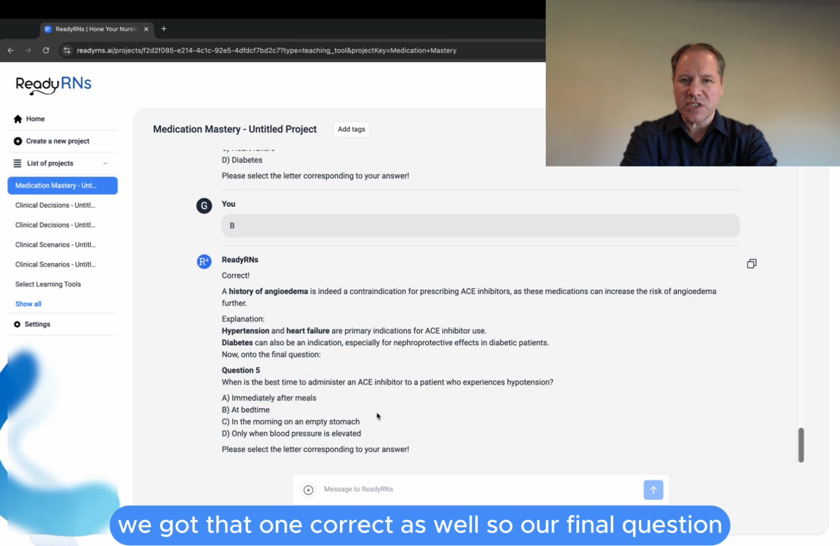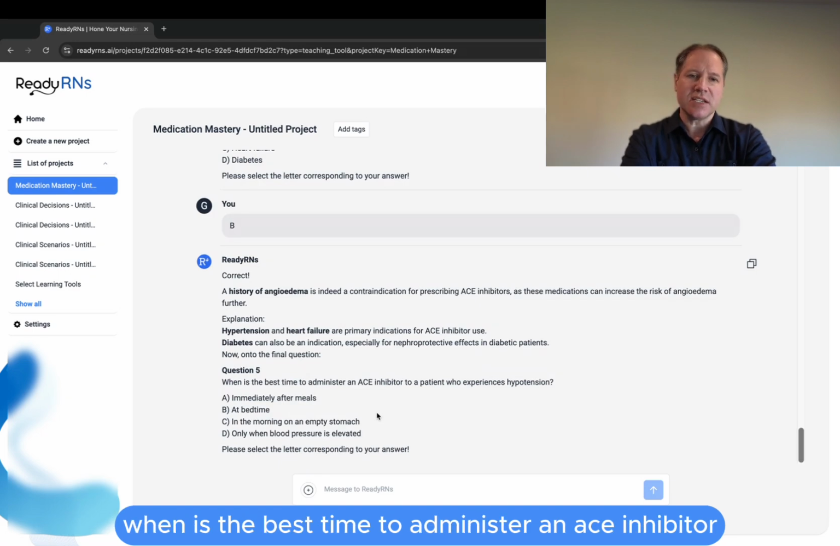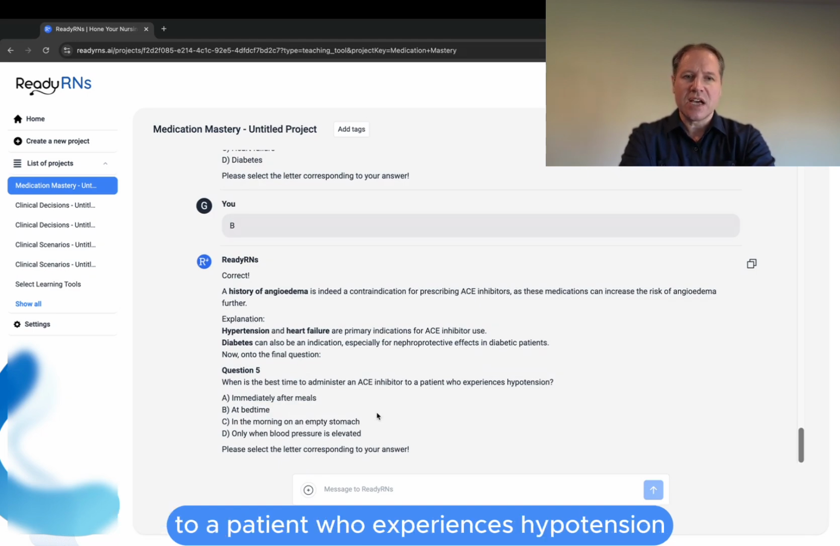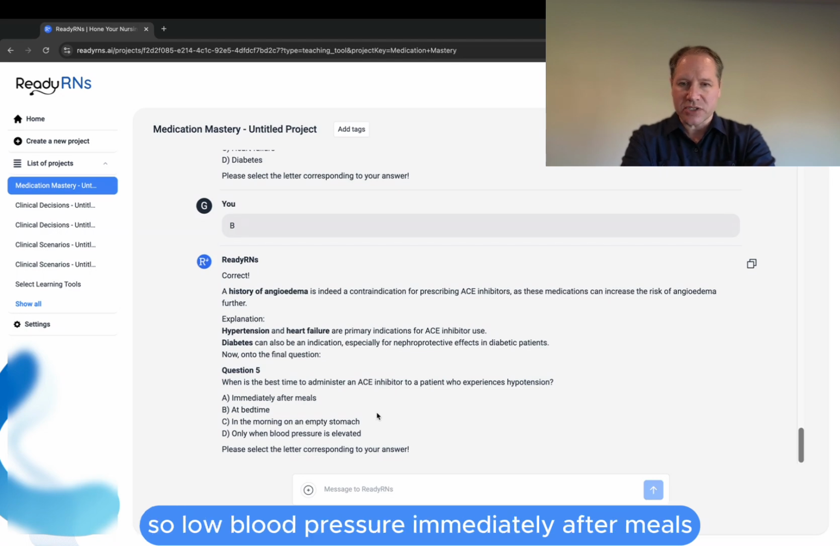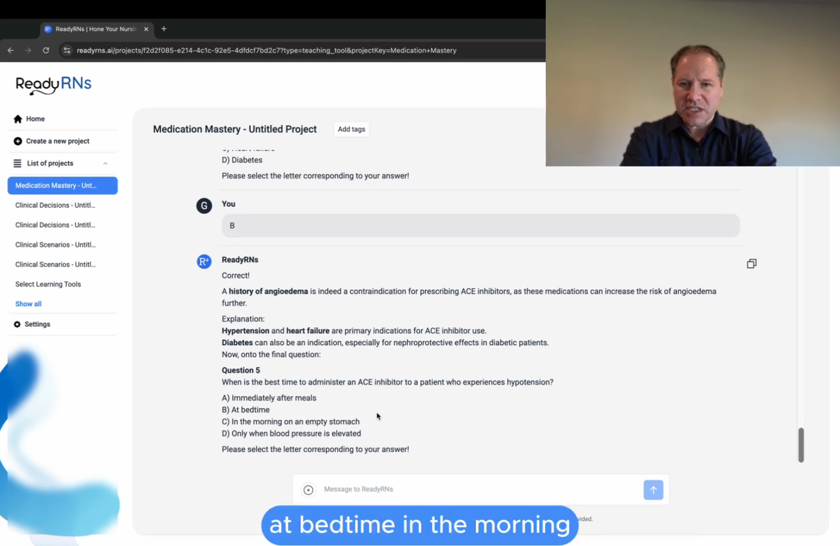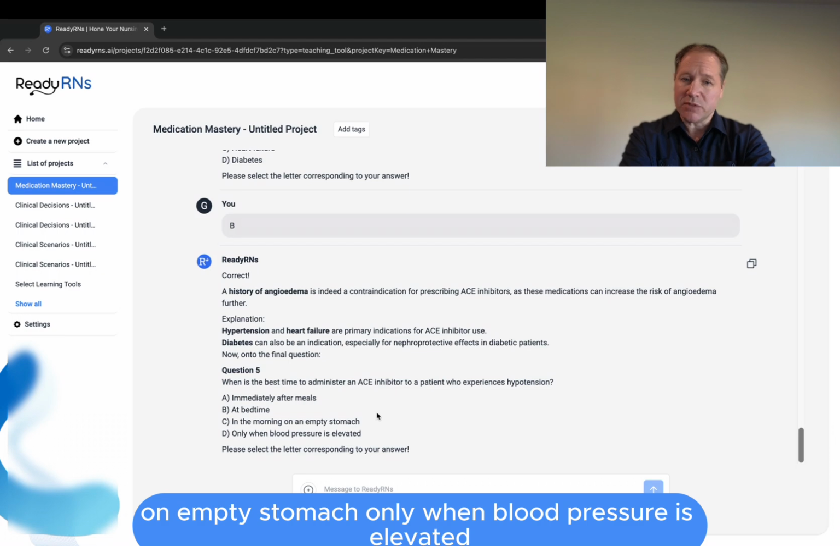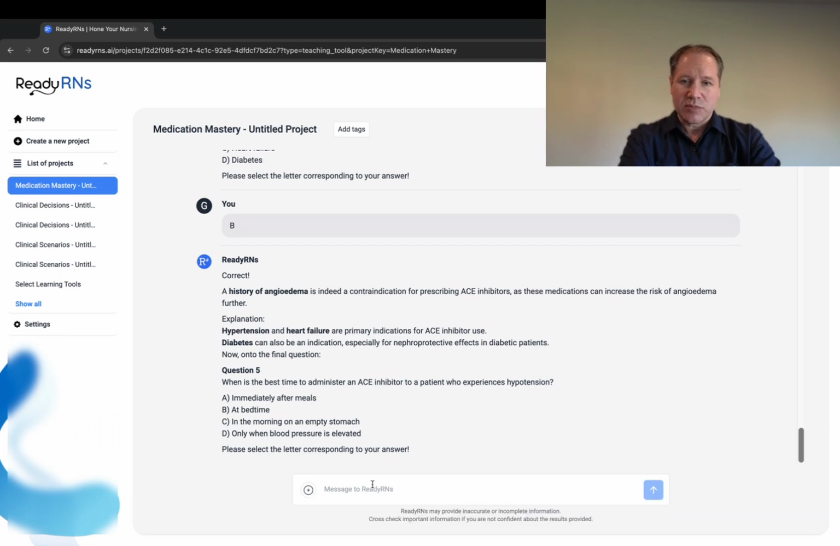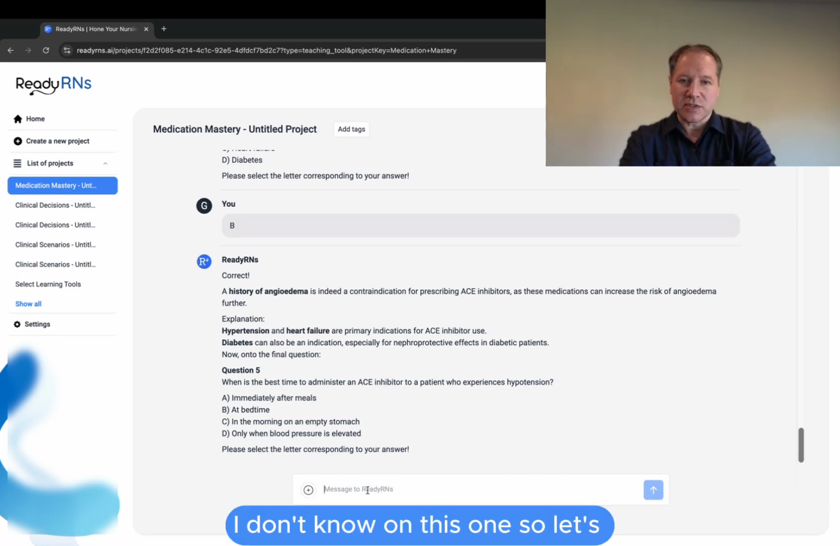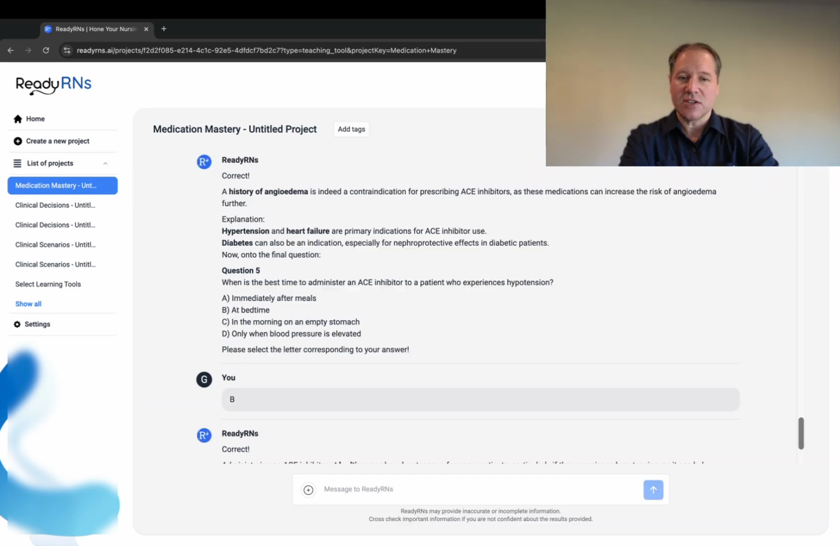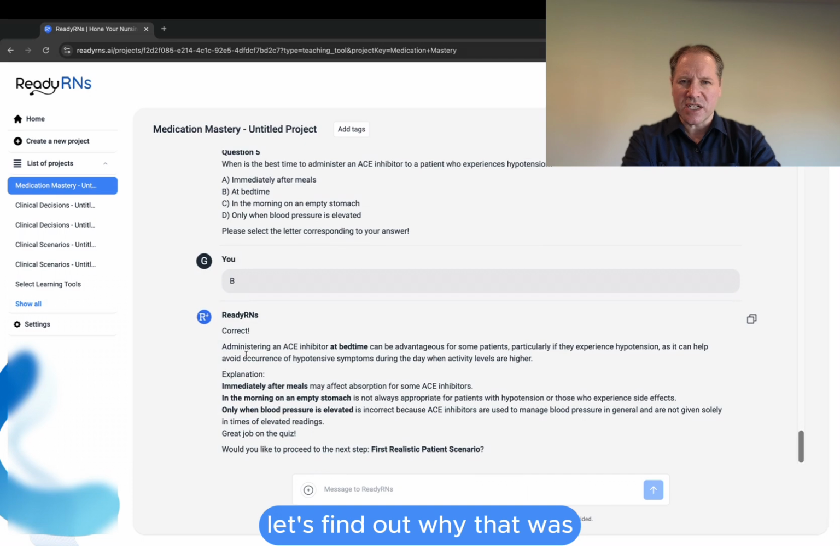So our final question: when is the best time to administer an ACE inhibitor to a patient who experiences hypotension, so that low blood pressure? Immediately after meals, at bedtime, in the morning on an empty stomach, only when blood pressure is elevated. Boy, I don't know on this one. So let's say at bedtime maybe. All right, we were correct. Well, let's find out why that was.